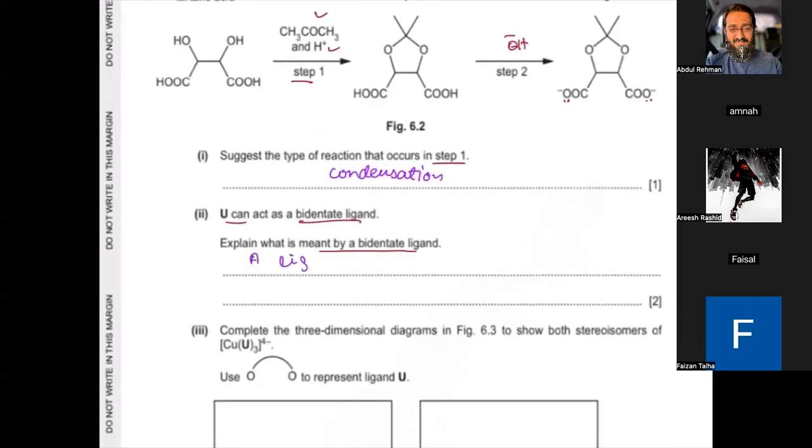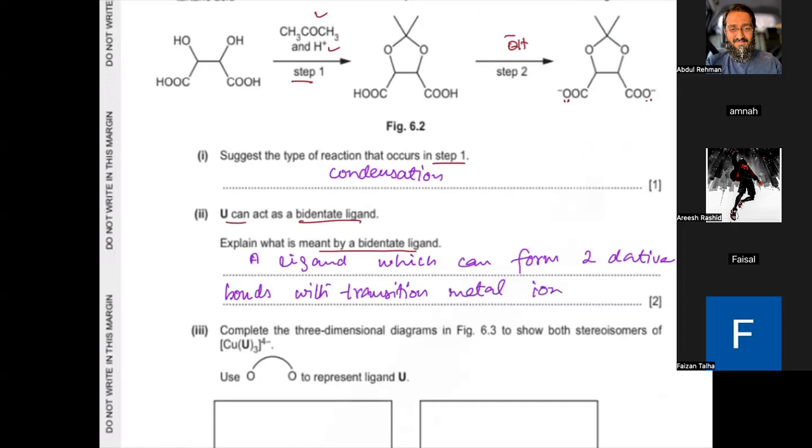A ligand which can form two dative bonds with a transition metal ion, right? You can further add by sharing two lone pairs of electrons.